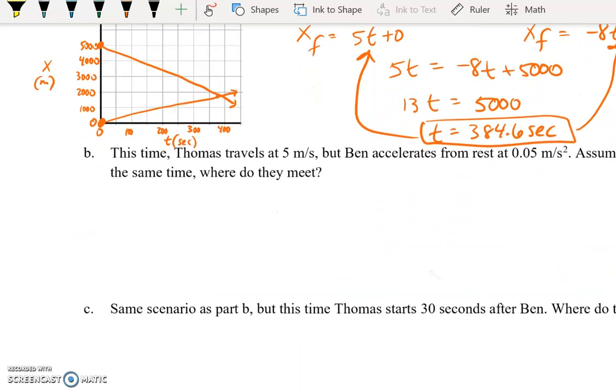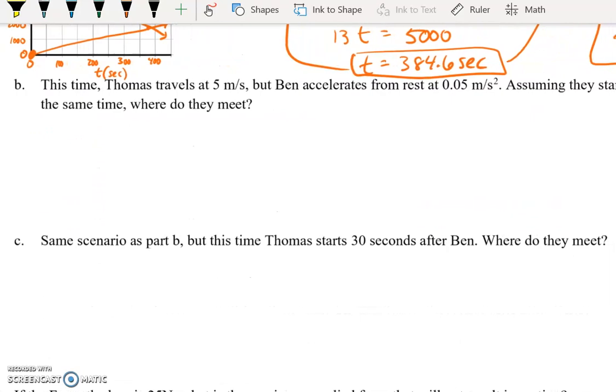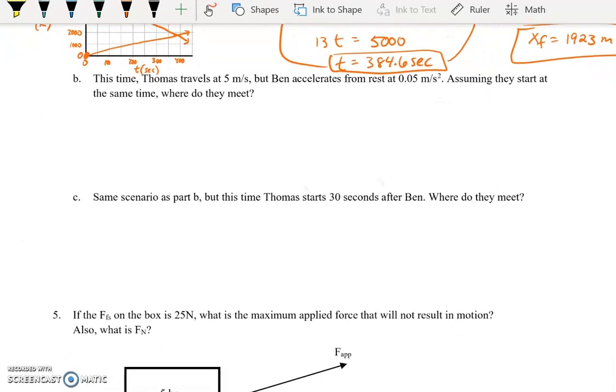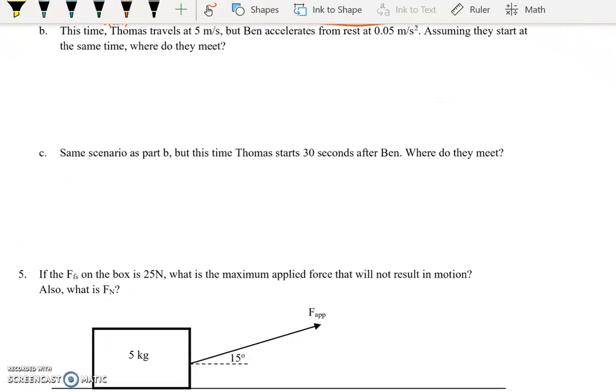For B, it says this time Thomas travels at 5 meters per second, but Ben is going to accelerate at 0.05 meters per second squared. Assuming they start at the same time, where do they meet? We'll switch to red here. So for Thomas, you got xf equals 5t plus 0.